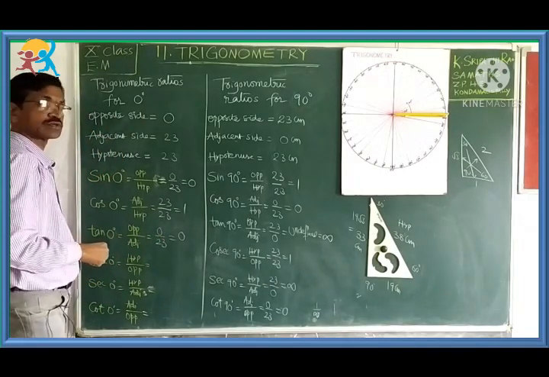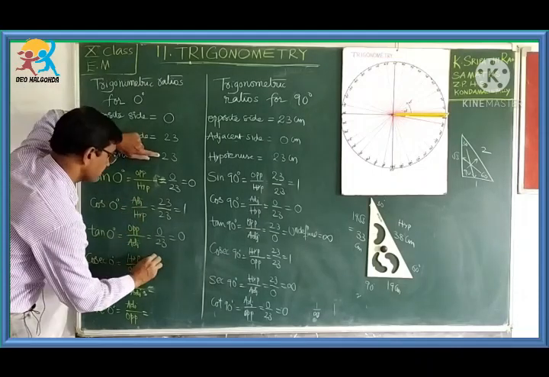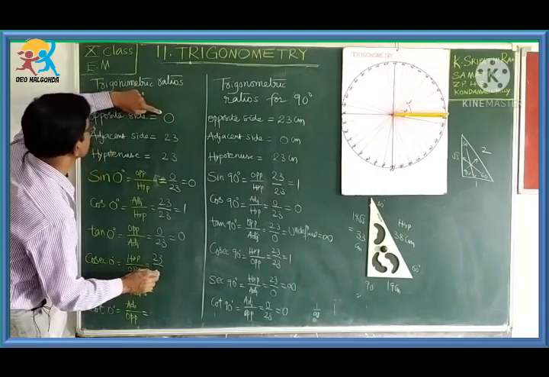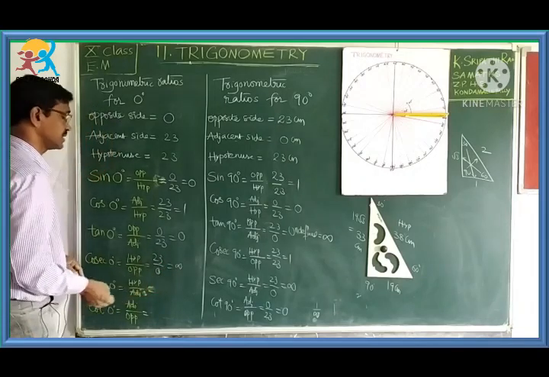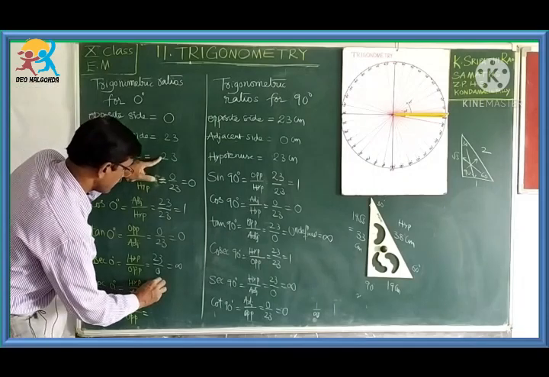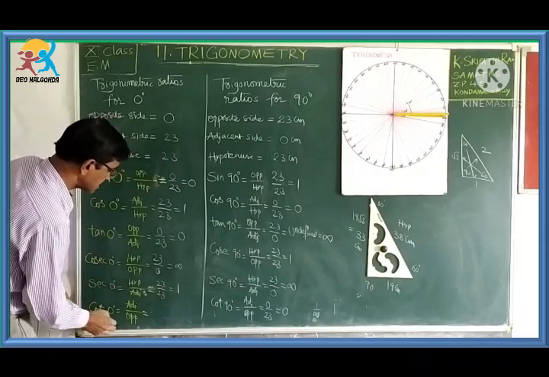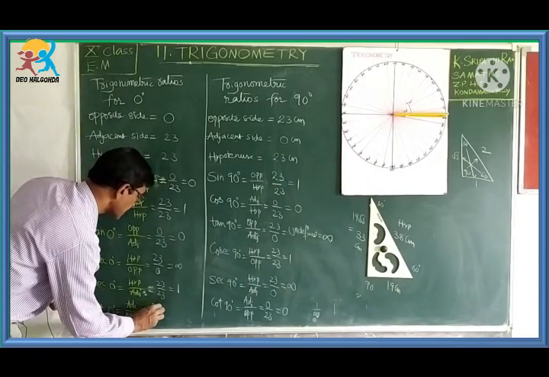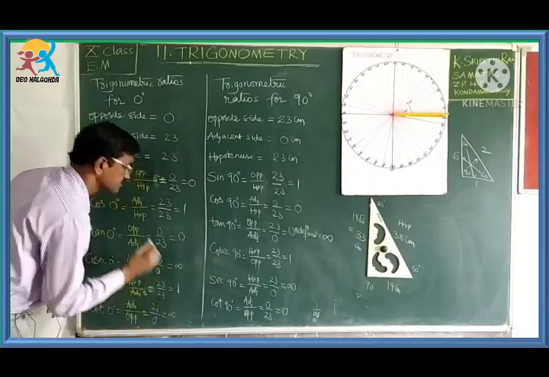Cosec 0 is hypotenuse by opposite side. Here the hypotenuse is 23 and the opposite side is 0, so 23 by 0 is undefined. Sec 0 is hypotenuse by adjacent side. Hypotenuse 23, adjacent side 23, we get the same, 1. Cot 0 is adjacent side by opposite side. The adjacent side here is 23 and the opposite side is 0, so that is undefined.